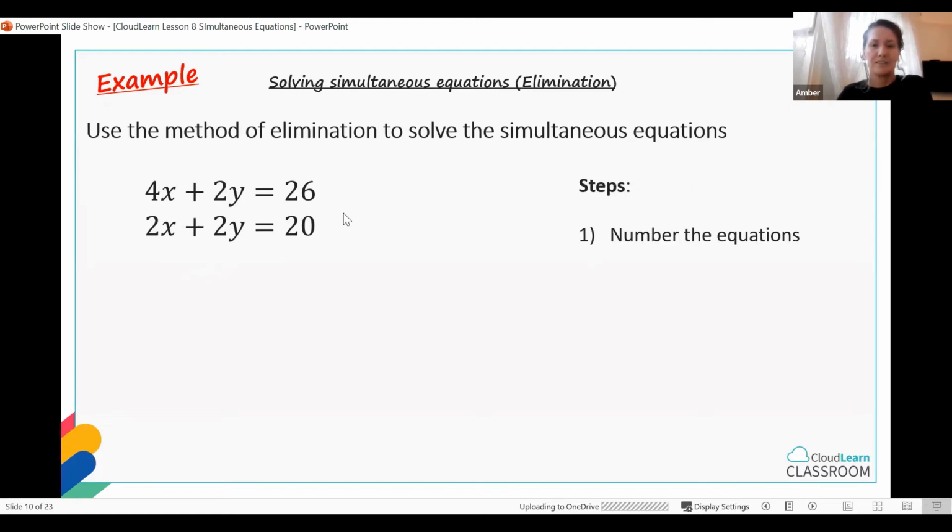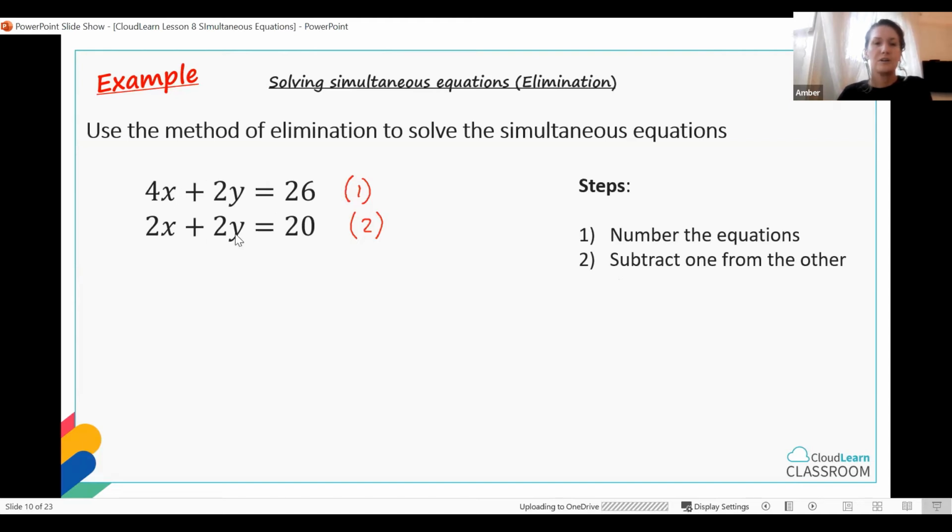The very first step, I'll try and do it as we go, hopefully, if the PowerPoint lets me. Let me just get my annotation on. The very first step, and it is quite important, is to number the equations. So I'm going to call this one equation 1 and this one equation 2. That's simple. And then the next thing that we're going to do is to subtract one from the other.